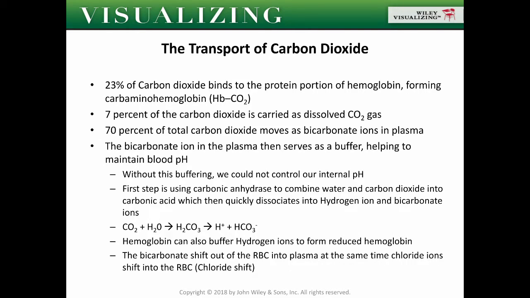The bicarbonate ion in the plasma then serves as the buffer. It maintains the blood pH. So even though you have a difference in the pH between the systemic blood and the blood in the pulmonary circulation, the difference is actually very minute. There's a very small difference. Because of this, our blood is able to stay within the safe range of acidity. So this is the formation of carbonic acid from carbon dioxide.